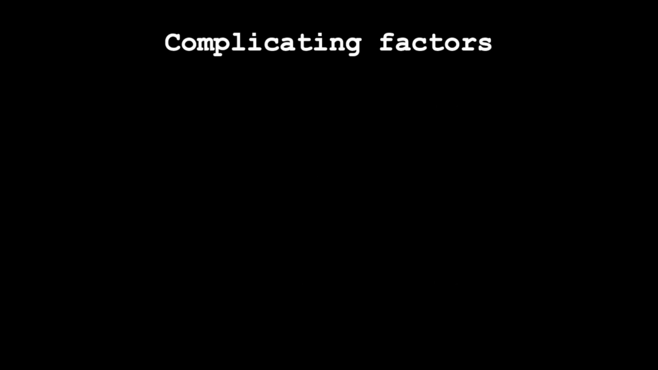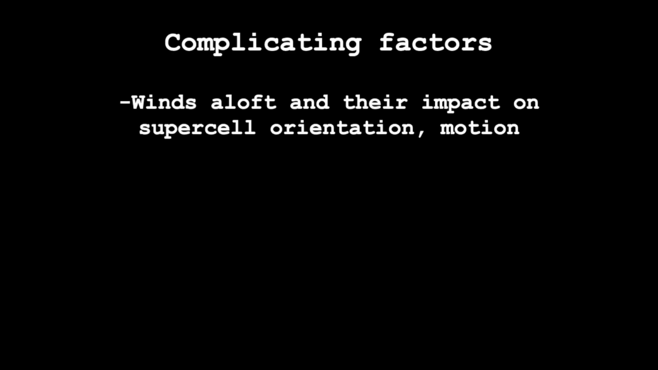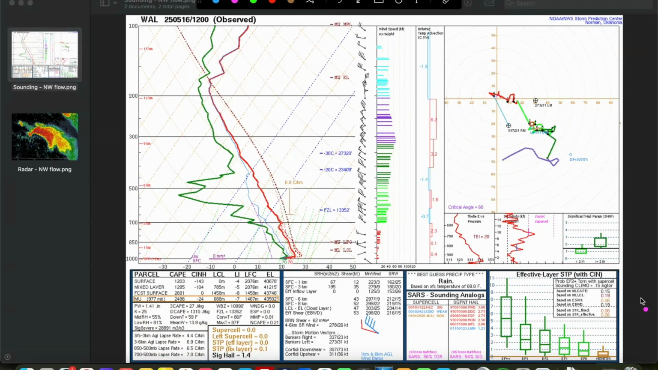So that should give you a good idea of how to approach navigating around the different types of supercells. However, there are some factors that can complicate things. First, the supercell's orientation and direction of motion can cause things to be a bit different from what we talked about earlier. These are both modulated by the winds aloft. For example, in an environment like this, most of the winds aloft are out of the northwest. Much of that mid and upper level hodograph is in the bottom right quadrant. And that does a couple of things.